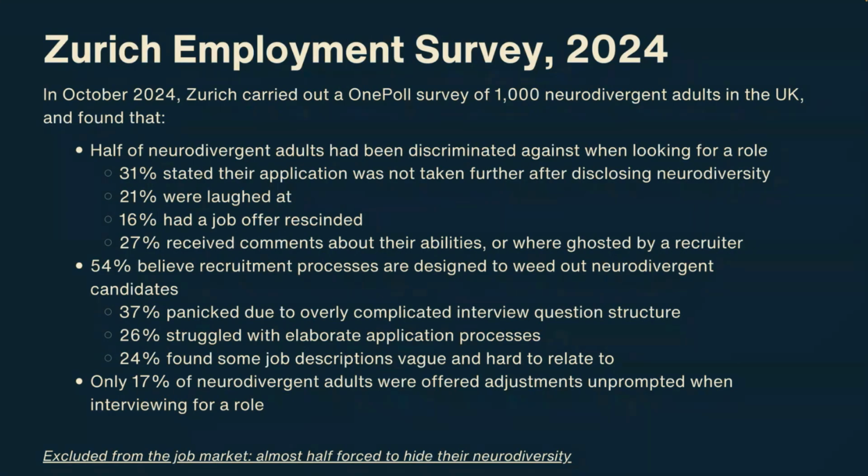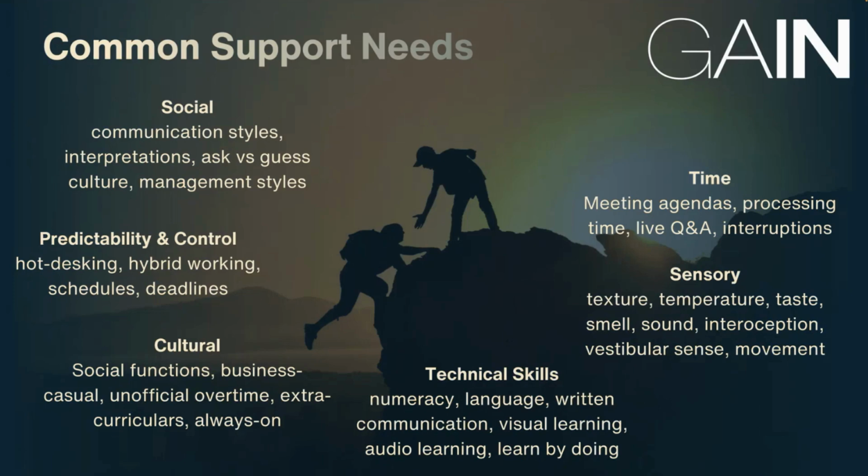A key step in working towards more neuro-inclusive workplaces is awareness and understanding of the different neurotypes, the common challenges and strengths, and how to provide support to colleagues. Support needs, as we know, will vary from person to person, but some common support needs that we need to be aware of include social needs.